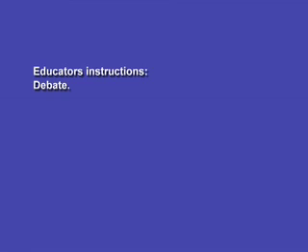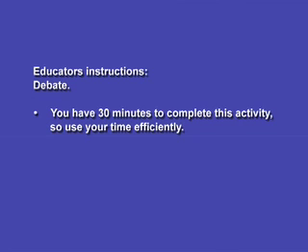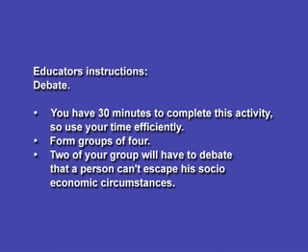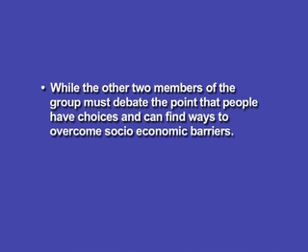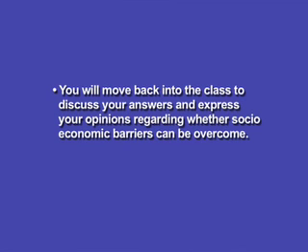Now, let's do a quick activity relating to economic sectors. The instructions that your educator will provide you with are the following. You have 30 minutes to complete this activity, so use your time efficiently. Form groups of 4. Two of your group members will have to debate that a person can't escape his socio-economic circumstances, while the other 2 members of the group must debate the point that people have choices and can find ways to overcome socioeconomic barriers. You will move back into the class to discuss your answers and express your opinions regarding whether socio-economic barriers can be overcome or not. Let's break for the activity.